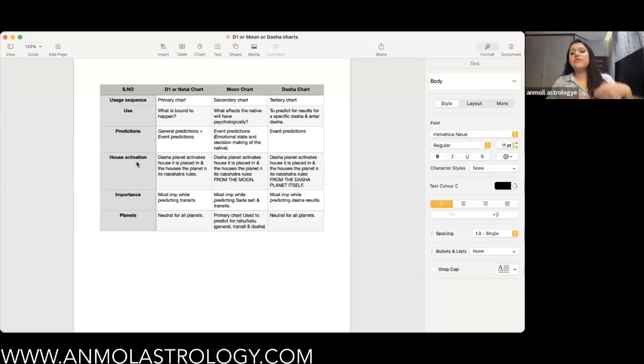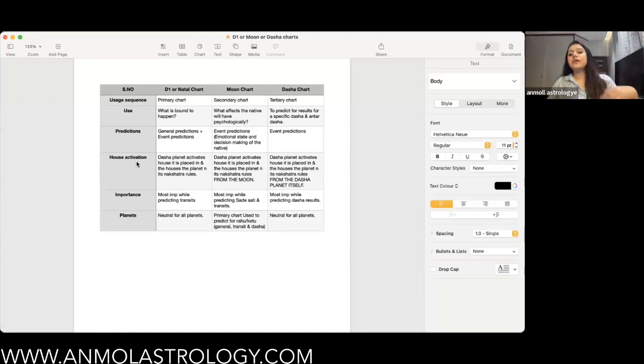Okay, I'm not going to divide them into percentages, because then what happens is the particular chart which has the lesser percentage is actually considered the least important, right? So in astrology, it's nothing like one thing is important and the other is not. It's just the technique. Different charts are used for different techniques. Okay, so that's why, just understand, the natal chart is primary, the moon chart is secondary, and the dasha chart is tertiary. Because the dasha chart is actually used whenever you are going to predict for a dasha.